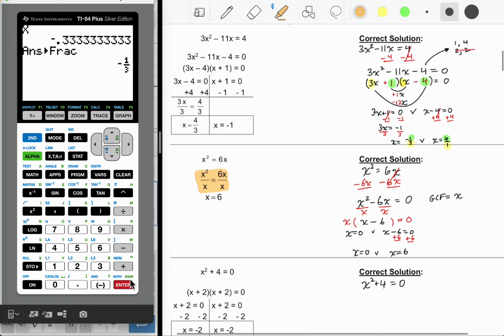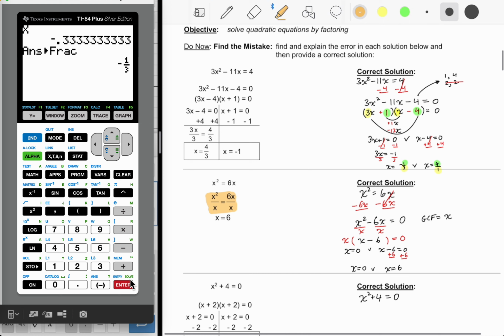Going back to the previous one, they just screwed up the factoring. Everything else seemed to be okay. They forgot their or symbol also, but that wasn't the big issue. The big issue was that they factored incorrectly.